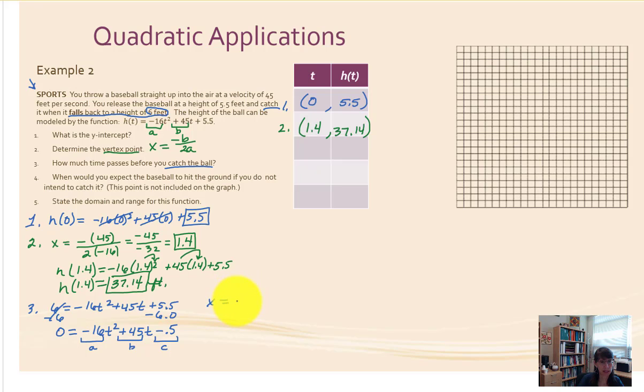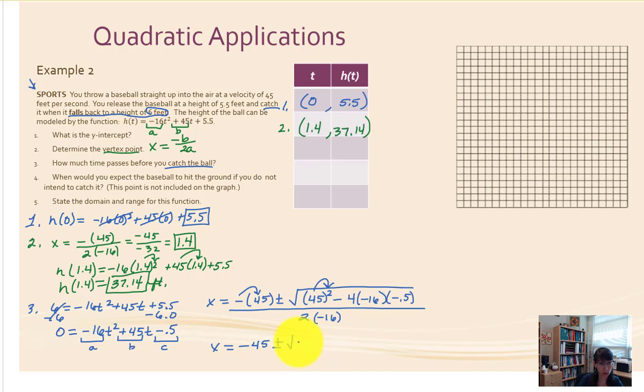Using the quadratic formula then, negative times B plus or minus the square root of our quantity of B squared minus 4 times A times C. And all of those terms are going to be divided by 2 times A. That gives us 2 times negative 16. Simplifying, we've got negative times positive 45. That gives us negative 45 plus or minus what's under the radical. So we're going to first square the quantity of 45, and that gives us 2025.